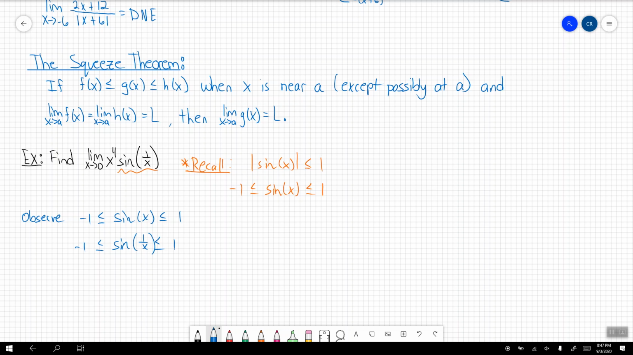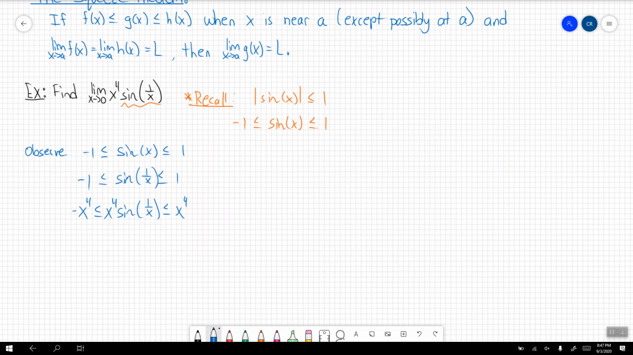The reason I'm doing this is that I'm making sure this bounding inequality matches the initial expression given to me. Well, I have the sine of 1 over x. All I need is x to the fourth. So what am I going to do now? I'm going to multiply every single component of this inequality by x to the fourth.